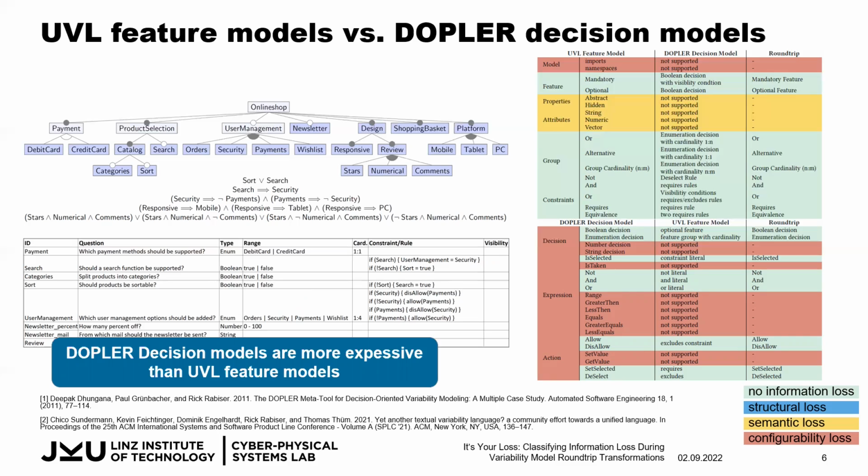And you will lose some information when you transform Doppler models to UVL and back. From the other way around, UVL feature models to Doppler, you have certain mitigation strategies where you can at least preserve the configuration space as it is.